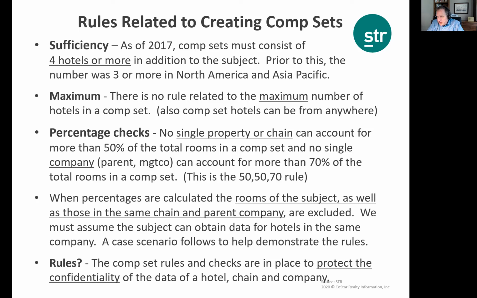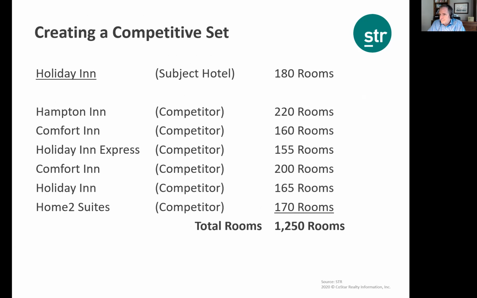And we'll see that in the case scenario. Why the rules? The comp set rules and the percentage checks are in place to protect the confidentiality of the data. Now, that's the confidentiality of the data for a hotel, but also the confidentiality for the chain and the parent company. Obviously, that's critical for STR. We have hundreds of checks built in to ensure confidentiality.